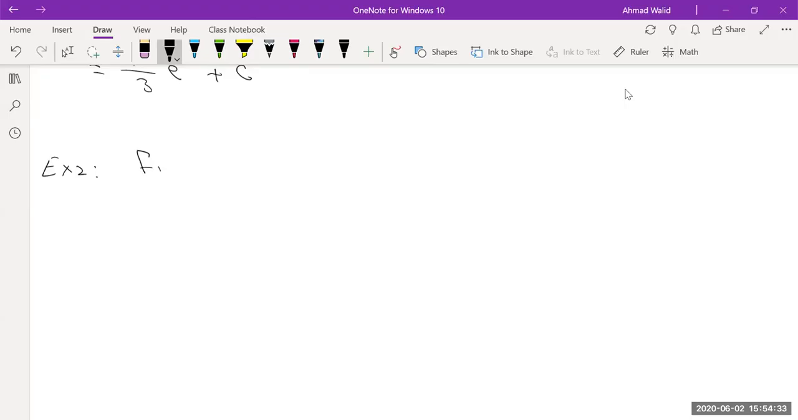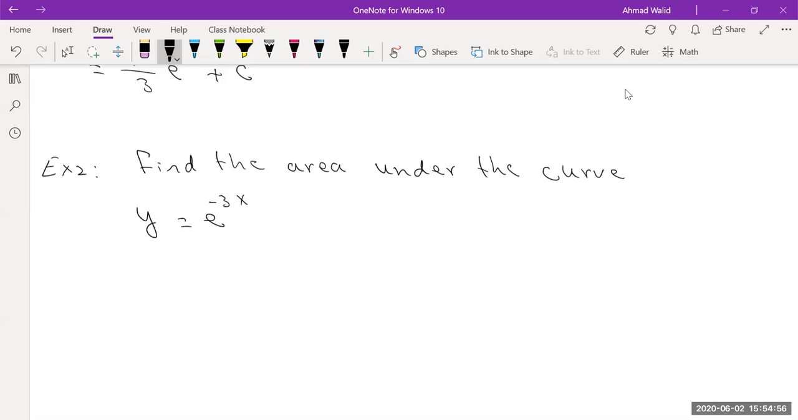Find the area under the curve y equals e to the power of negative 3x from 0 to 1. Again, we are going back to calculus 1.